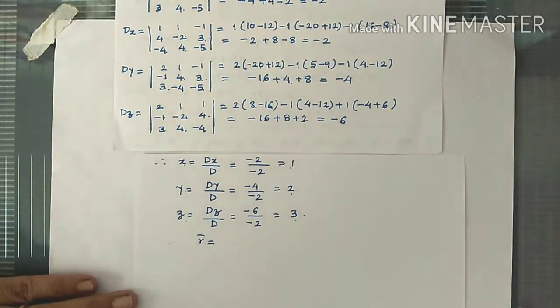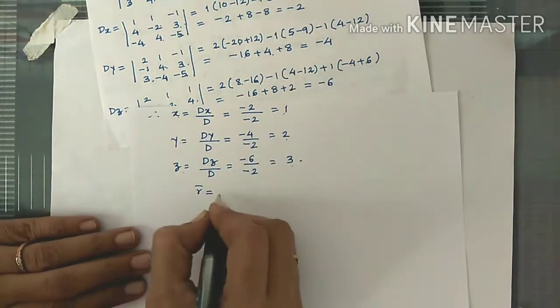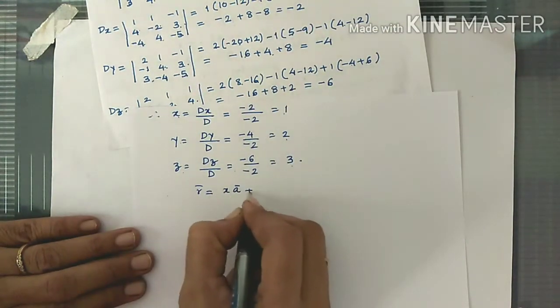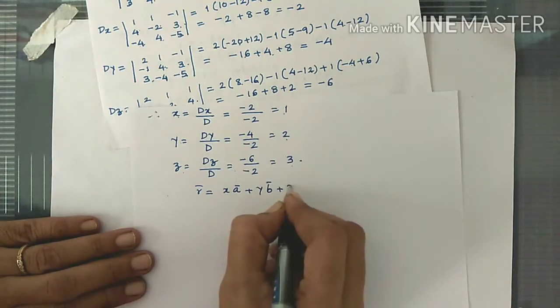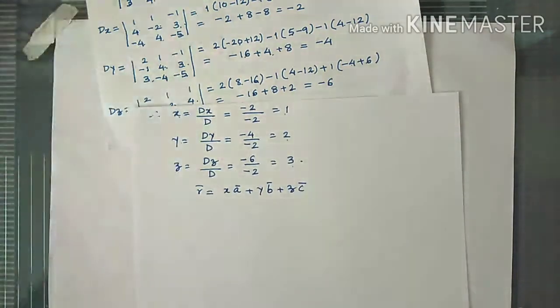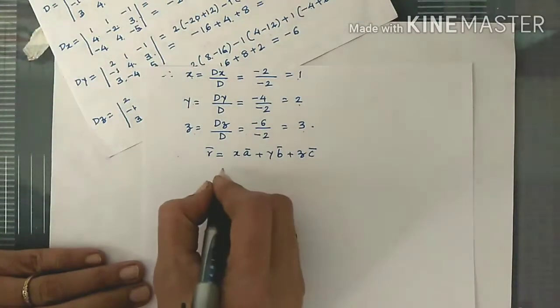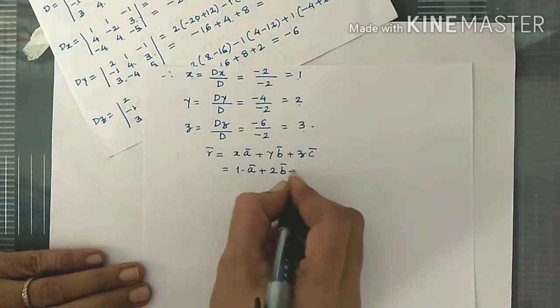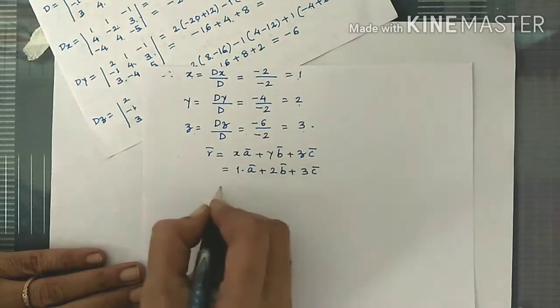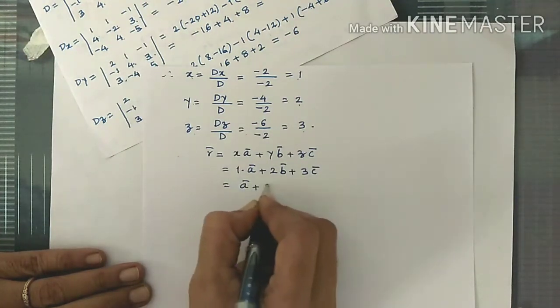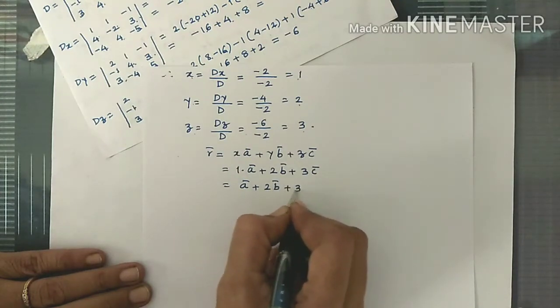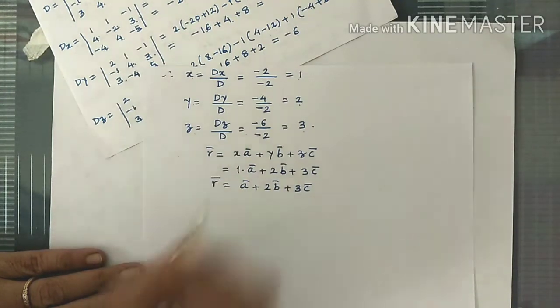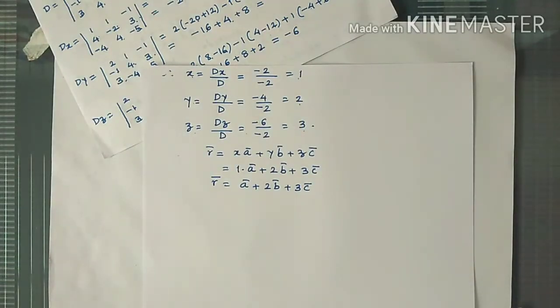So we have written r bar as x a bar plus y b bar plus z c bar. Now we have values of x, y and z. So let's substitute those values. So substituting the values, x is 1, y is 2 and z is 3. So we have this as a bar plus 2b bar plus 3c bar. So this is our answer. R bar equal to a bar plus 2b bar plus 3c bar.